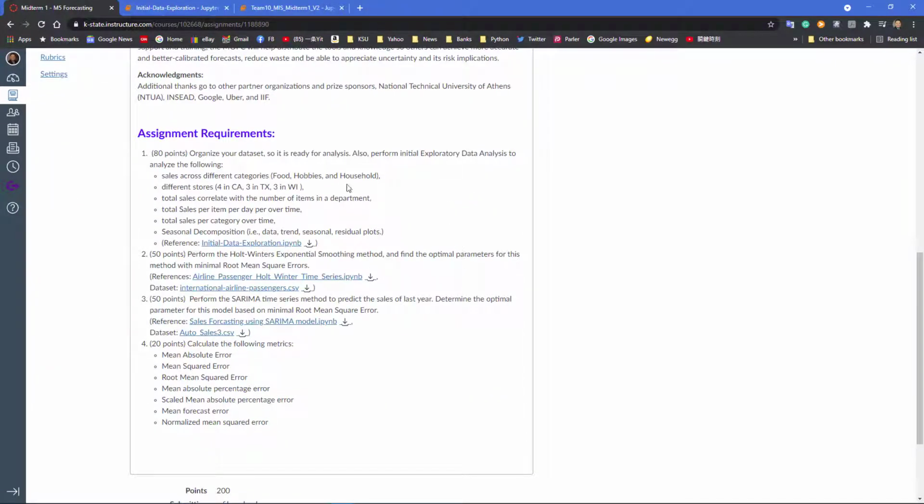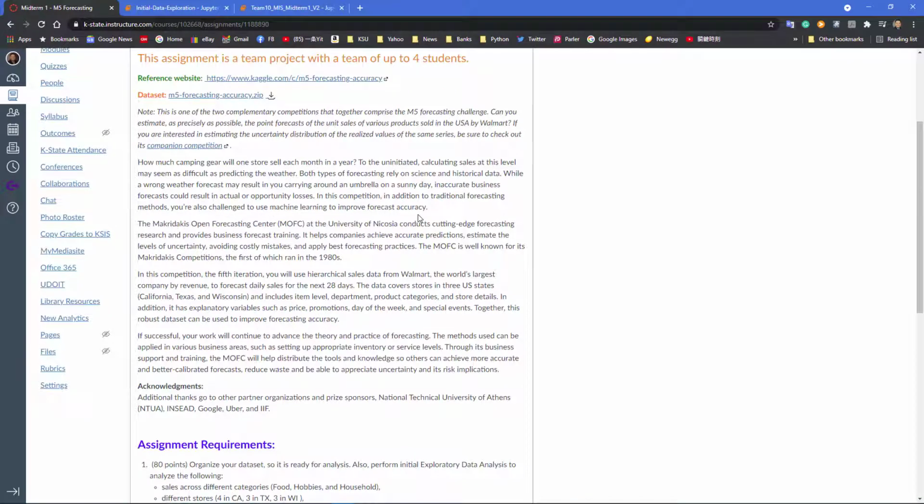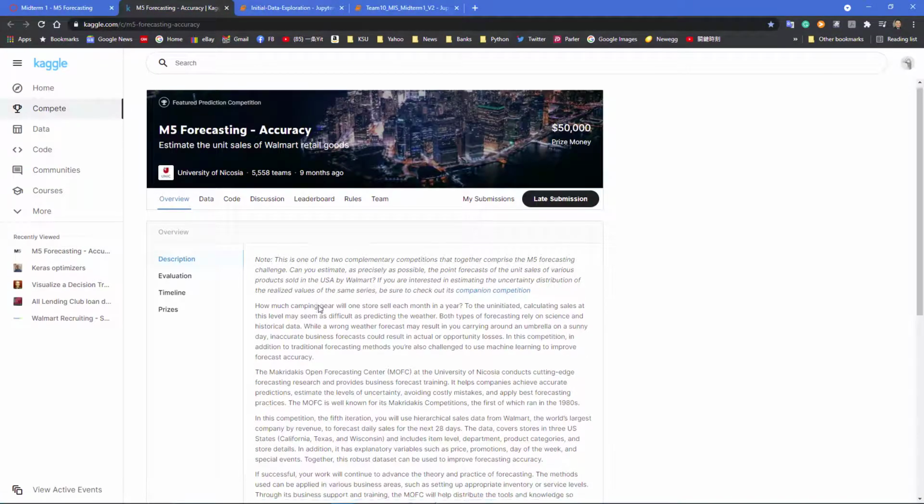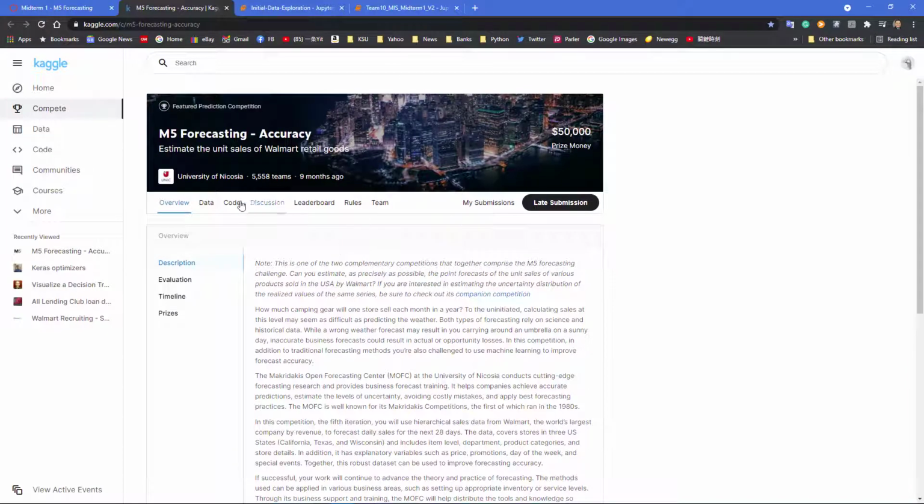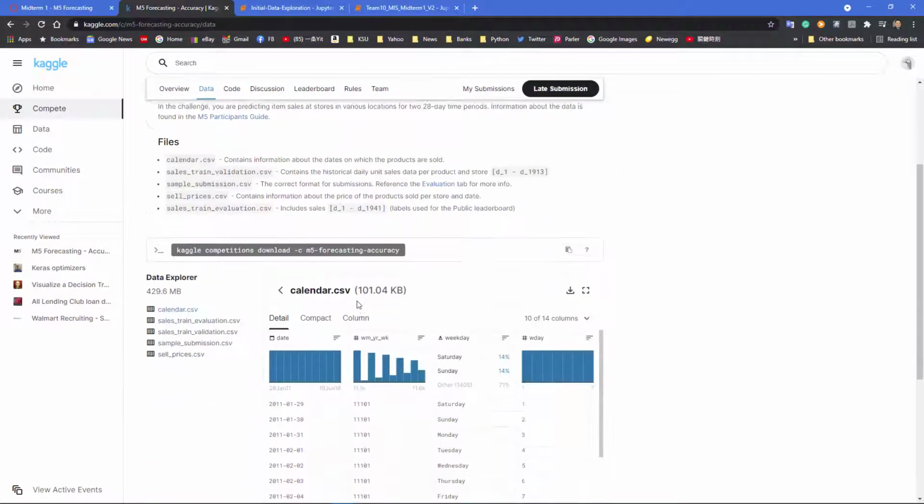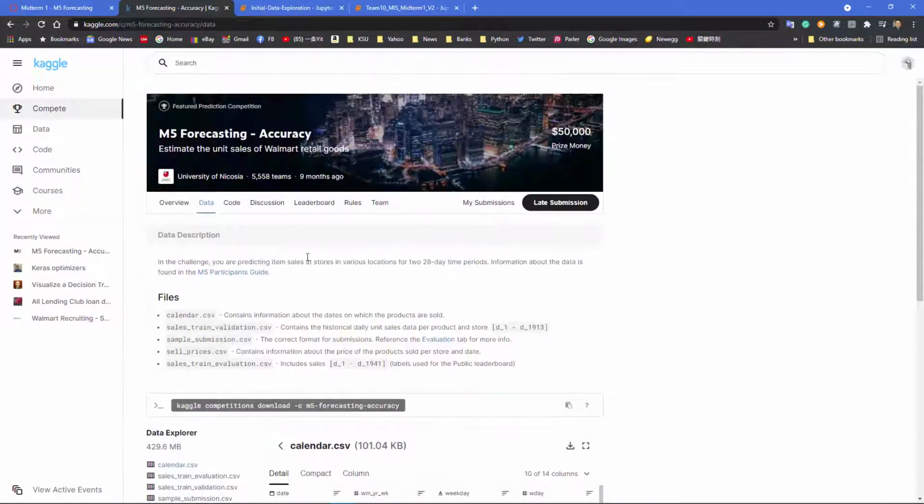Here I actually give you an assignment, the initial data exploration. We call it the exploratory data analysis portion. I already give you some samples I downloaded from the Kaggle website, and the Kaggle website is the reference website. You can go there, and here is the data explanation of the competition, and you can download the data from here directly. I already downloaded it for you.